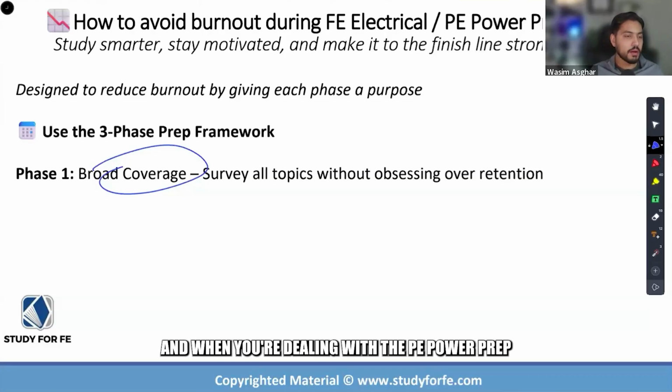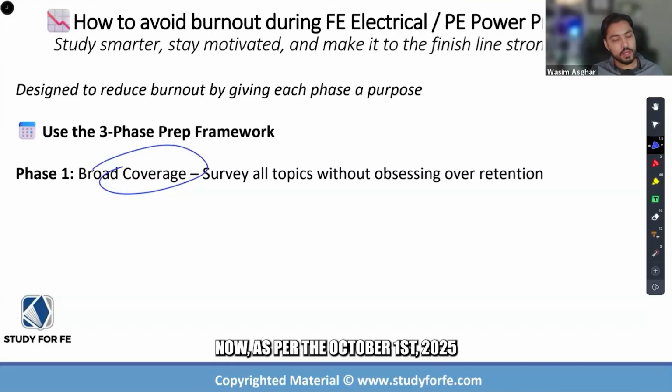Okay. And when you're dealing with the PE power prep, same thing. We have 9 sections now as per the October 1st, 2025 exam specification. And completing those 9 sections and all the subtopics comprehensively is going to be phase one.